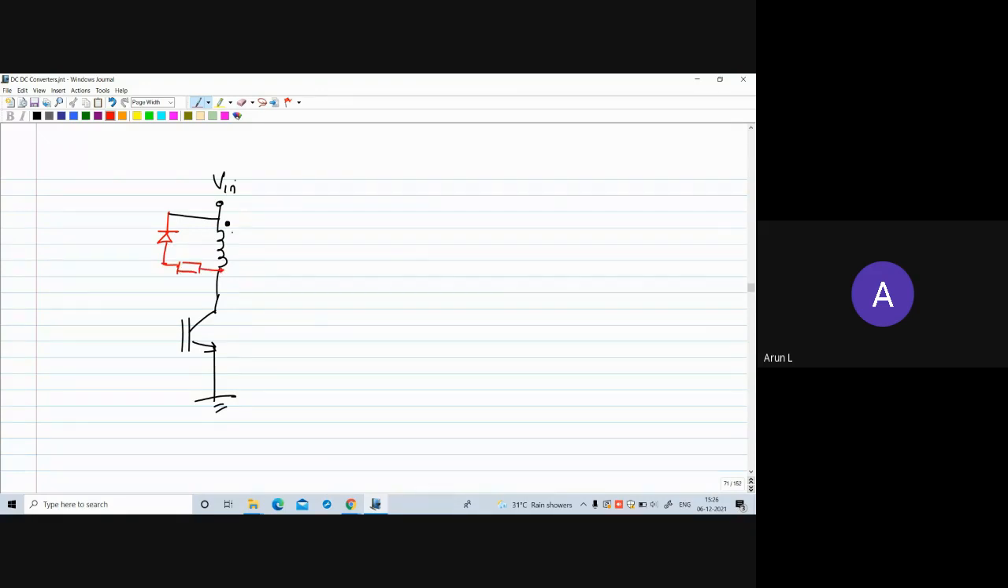In the normal condition, when the switch is on, due to the presence of this diode, no current will be flowing in this reset path. But the moment you turn off the switch, this diode will turn on and the flux in the core can reset by sending current to this path. So that topology is also there. There are a lot of modified topologies. Many IEEE papers are there with modified topologies for this forward converter.